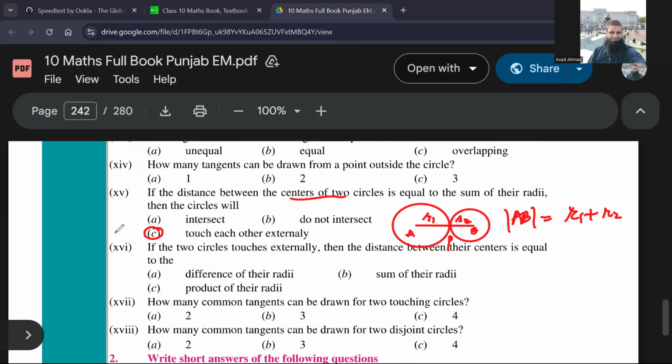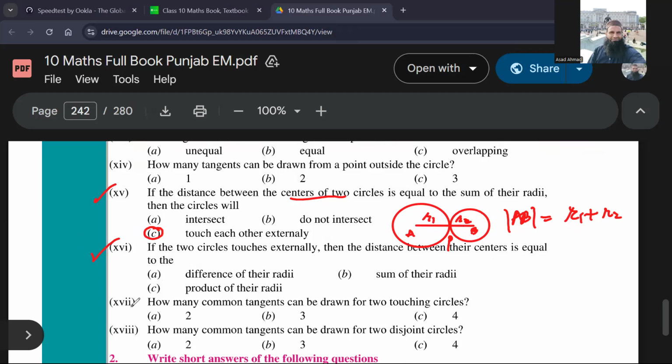And number 15: distance between the centers of the two circles is equal to the sum of their radii. And number 16: if two circles are touching externally, the distance between their centers is equal to the sum of their radii. So both number 15 and 16 are covered in this part. They are the same. It has been asked in two different ways.